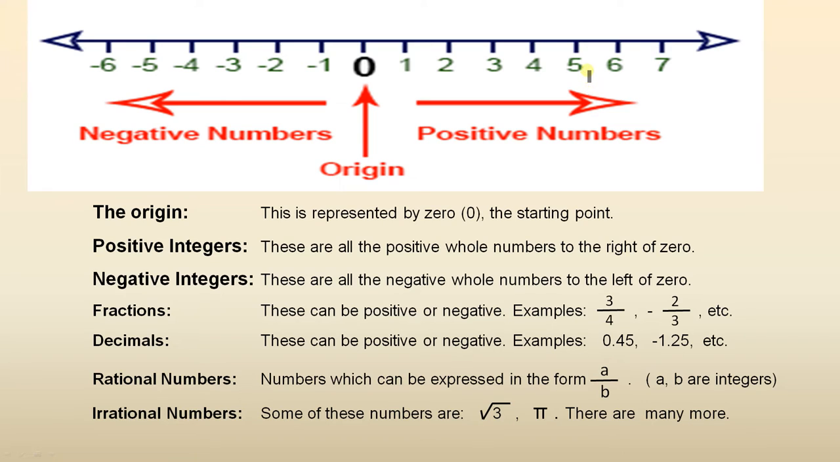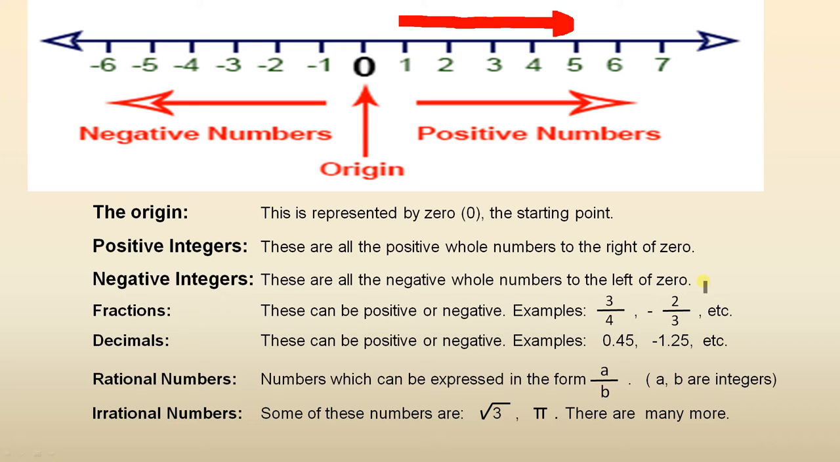Now here is the real number line reproduced. The first important point is the origin. This is represented by 0. It's very straightforward, and that's where we start counting. That's our starting point. Positive integers. These are all the positive whole numbers to the right of 0. So in this direction here, we have positive integers. They are the whole numbers, such as 1, 2, 3, 4, etc.